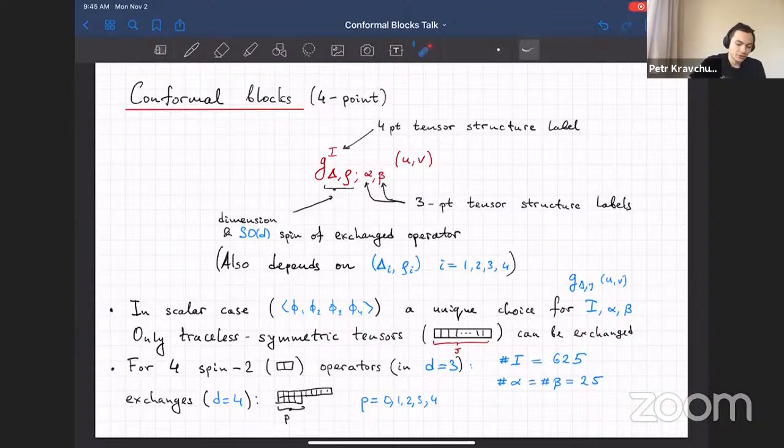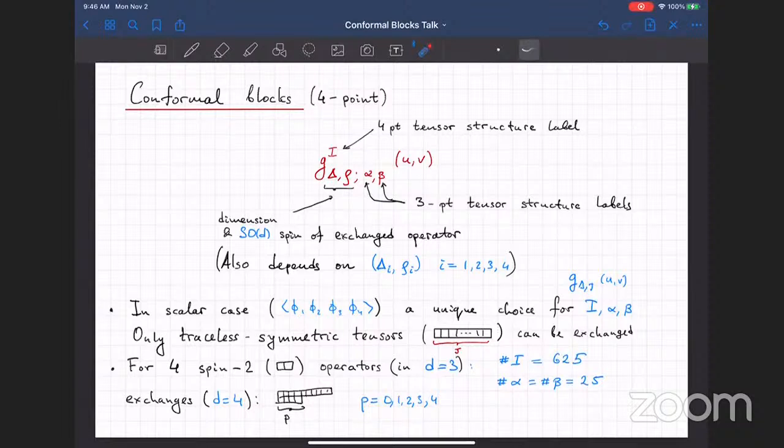So for example, in 3D, of course, all representations are just traceless symmetric tensors, so the question is not interesting, but if you go to d equals 4, then the exchanged operators in the 4-point function of spin 2 operators are 2-row Young diagrams with any length of the first row, and the second row can be of length 0, 1, 2, 3, 4. So there are 5 different families of exchanged operators for spin 2 operators in 4D, and the number of i's and alphas is even more than in these examples.